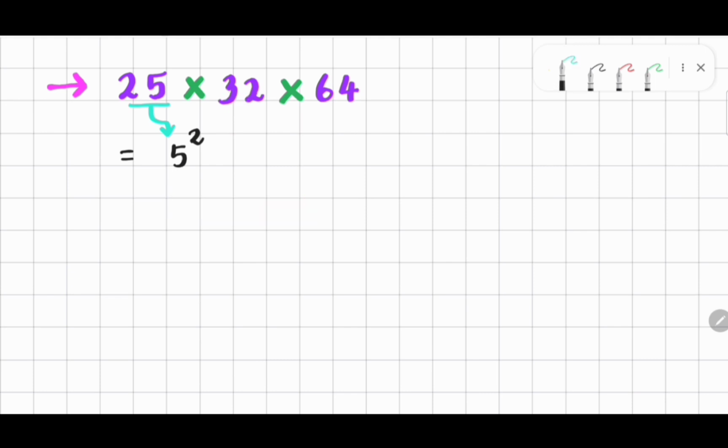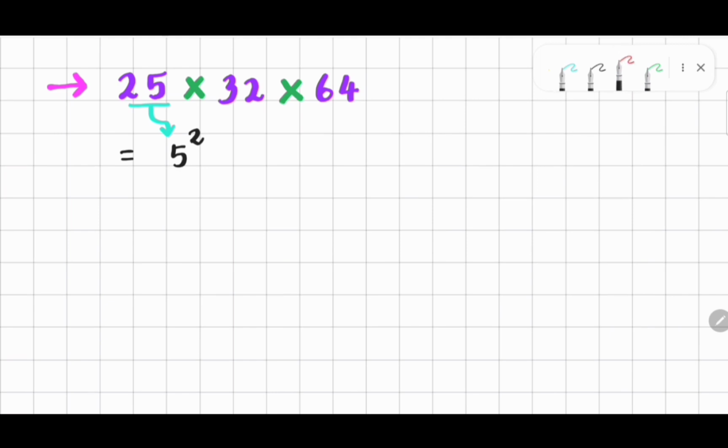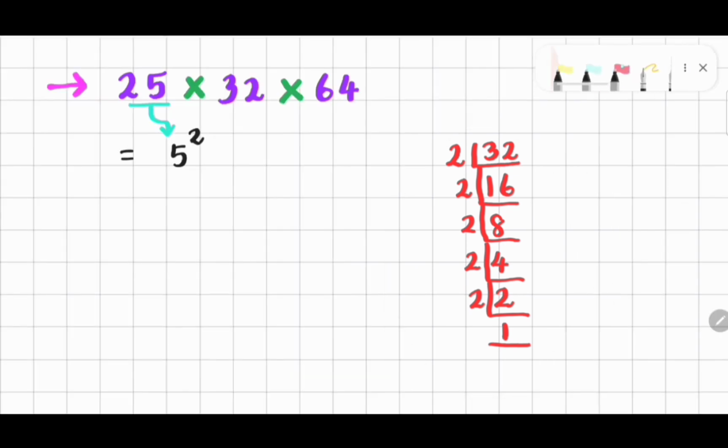Okay, I don't know the exponential form of 32. Let's find this by prime factorization, which is the method of breaking down numbers into multiplication of prime numbers. In other words, divide the given number by prime numbers repeatedly till you get 1. With prime factorization, we have broken 32 into 5 2's. We can write this in exponential form as 2 power 5.